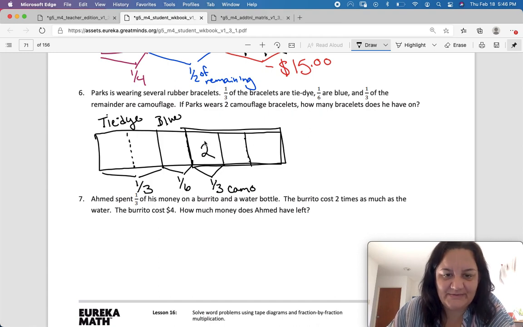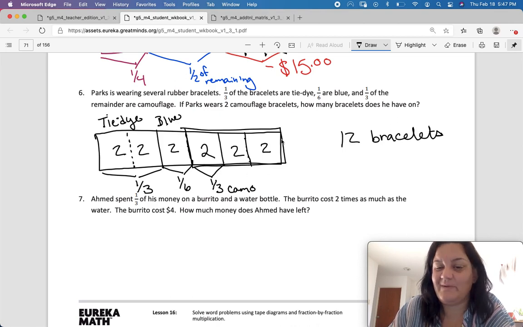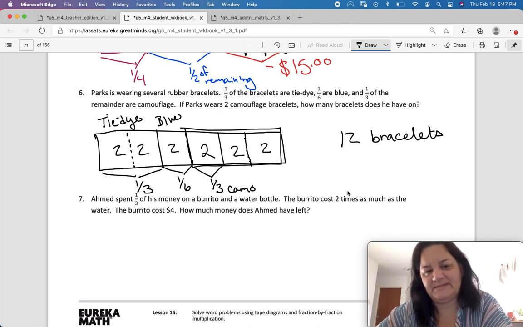Well, if that's 2, then this and this and this and this and this all have to be 2 as well. So 2, 4, 6, 8, 10, 12 bracelets, which would be 4 tie-dyes, 2 blue, 2 camo, and then 4 that we don't know. Okay? That wasn't so hard. I had to read it really carefully though.